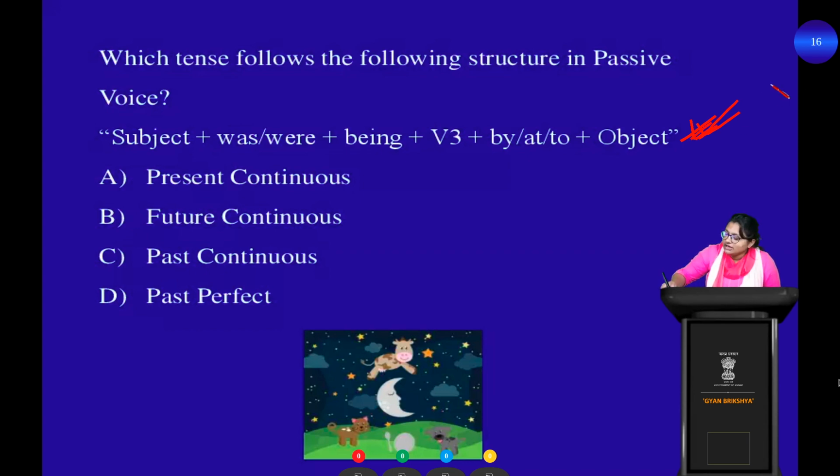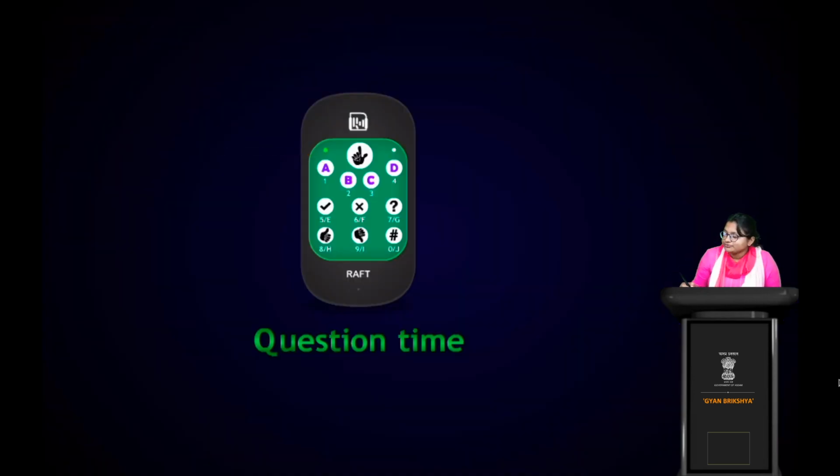Which passive voice follows this sentence structure in which tense? Go ahead. Subject plus was or were plus being plus v3 form of the verb plus by, at or to plus object. So we have being, so this makes it very good. This is continuous. Being, that means ing, that means continuous. And which tense, present, past or future? It is past, why? Because it is was or were. Very good.